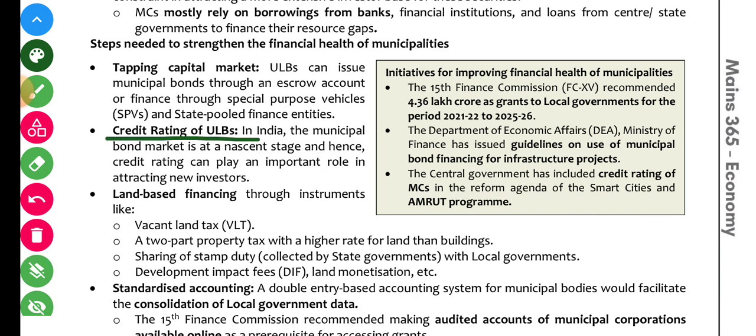Next is the credit rating of urban local bodies. In India, the municipal bond market is at a nascent stage, and hence credit rating can play an important role in attracting new investors. Land-based financing, like vacant land tax or two-part property tax with a higher rate for land than buildings. Sharing of stamp duty collected by the state government with local governments. Development impact fees, land monetization, etc.